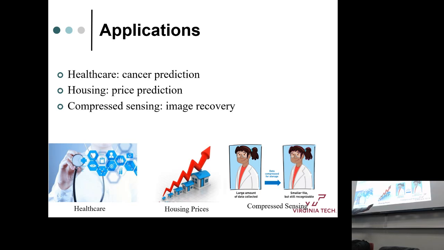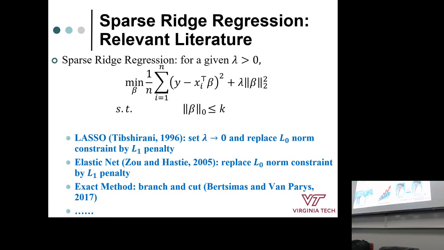Another example is compressed sensing. You have a large data set, you have lots of pictures, but it's quite large. But you only need, for example, a very, very small size of picture, which is essentially almost the same as the original. But this saves a lot of storage memory. Okay. So now, how can we deal with this kind of model?